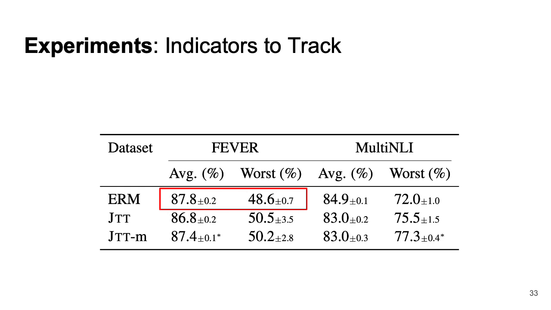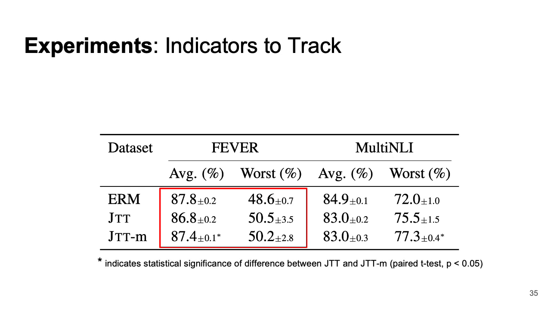ERM, as we have seen previously, performs really well on average, but quite poorly on the worst group, which is the support class with negation. For JTT, we can see that it has improved performance on the worst group, but at the same time the average accuracy drops slightly, which is what usually happens with methods that aim to improve worst group performance. With our method, we are able to achieve significant improvement on the average accuracy, but no significant changes on the worst group on the FEVER dataset.